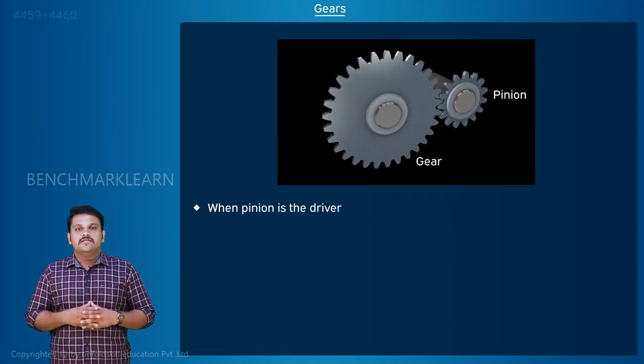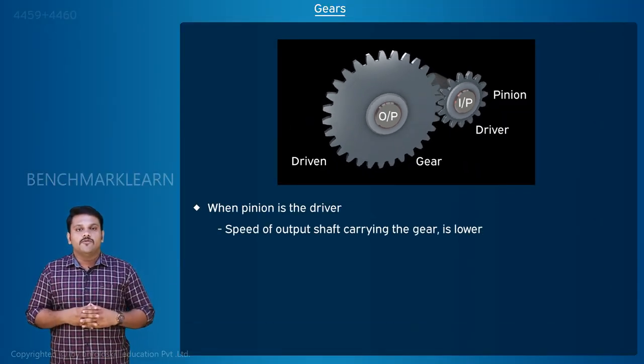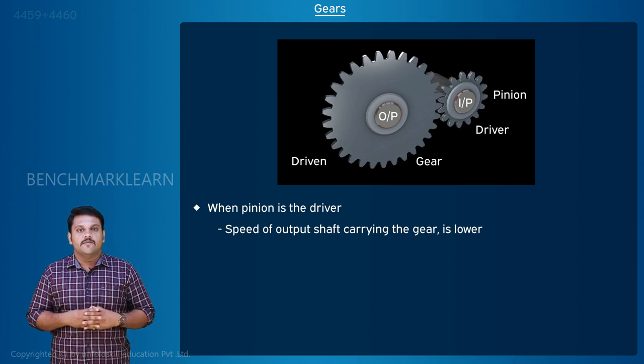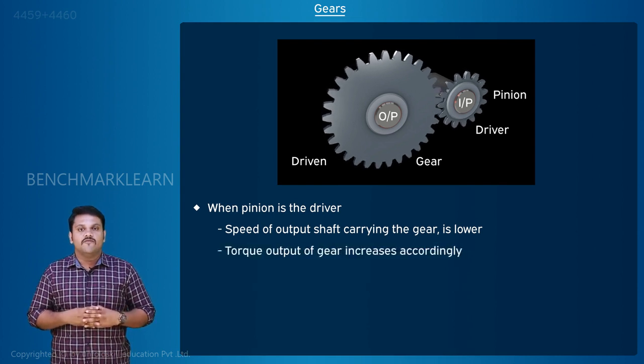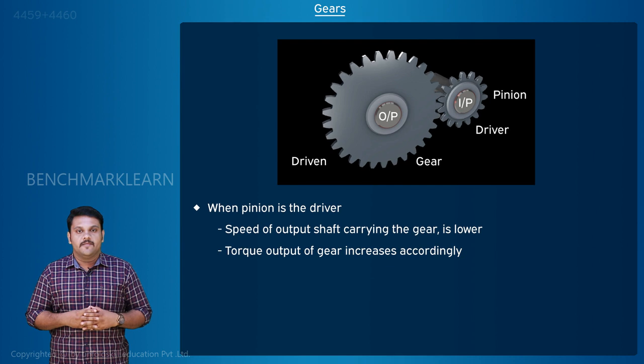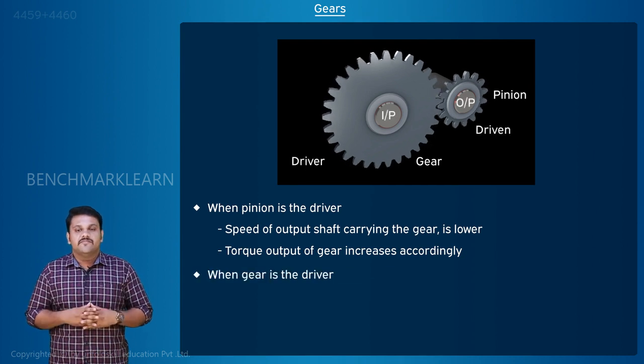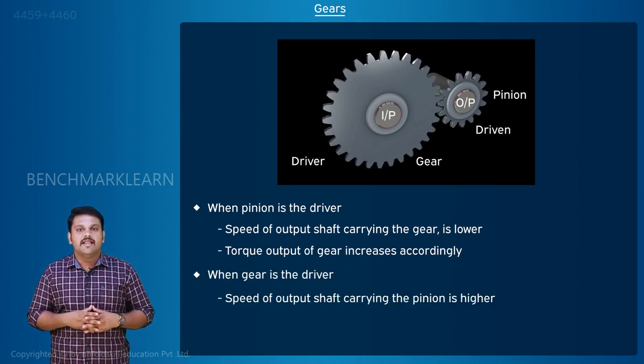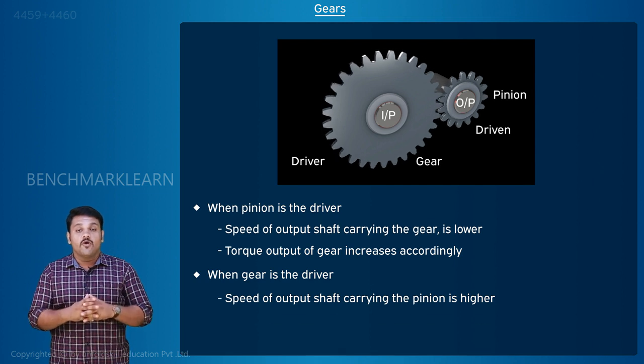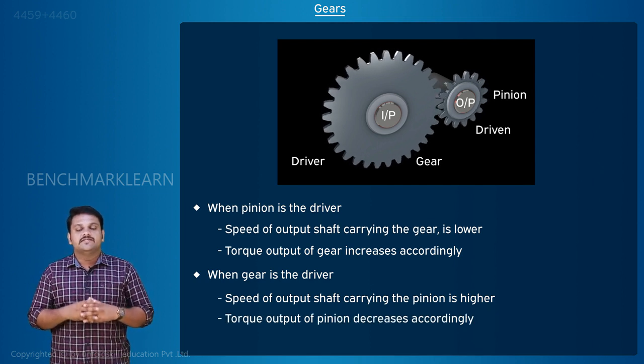When the pinion is the driver, the speed of the output shaft carrying the gear is lower, but the torque output of the gear increases accordingly. When the gear is the driver, the speed of the output shaft carrying the pinion is higher, but the torque output of the pinion decreases accordingly.